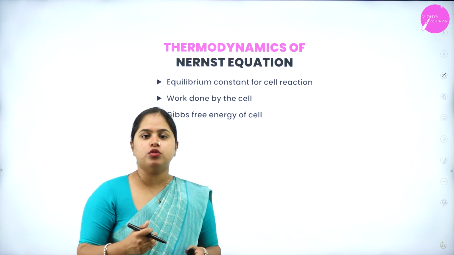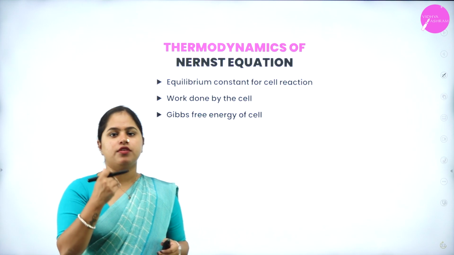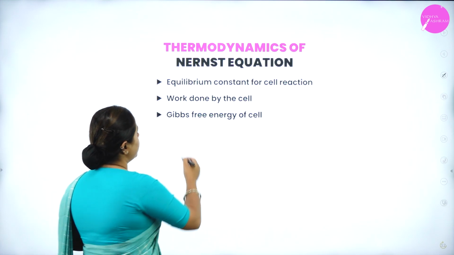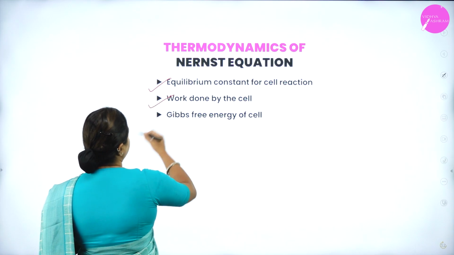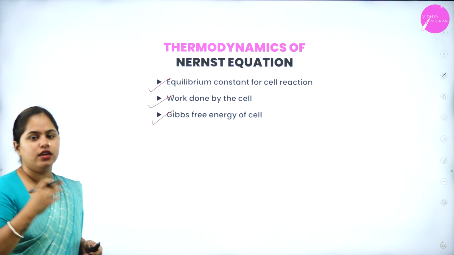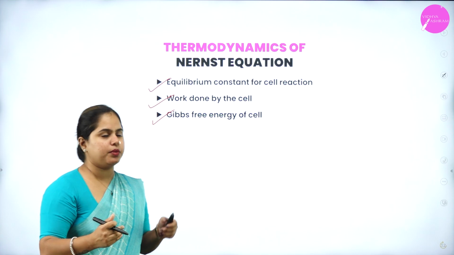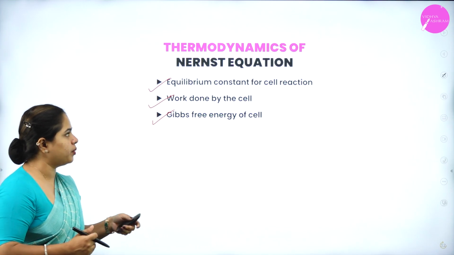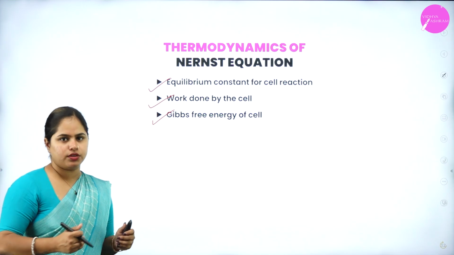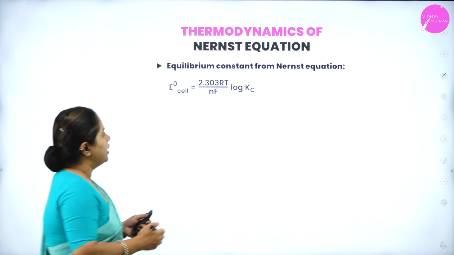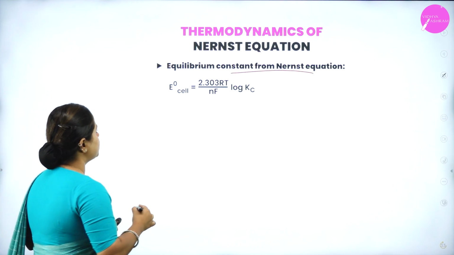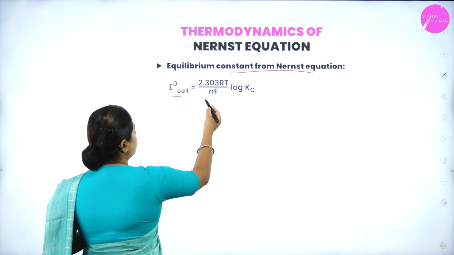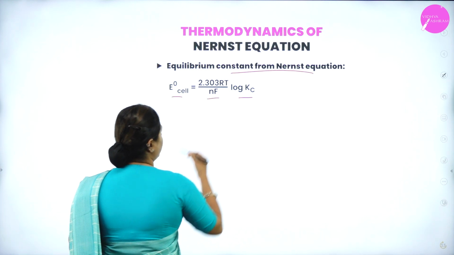Here, we are going to write the Nernst equation in terms of the equilibrium constant for a cell reaction, the work done by the cell, and the Gibbs free energy of the cell. So how the Nernst equation can be related to the equilibrium constant, work done and Gibbs free energy, we are going to see. The first one is the equilibrium constant from the Nernst equation. The equation is E naught cell is equal to 2.303 RT by nF log Kc.